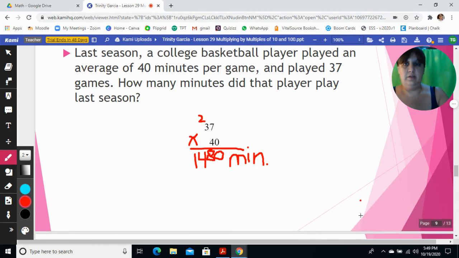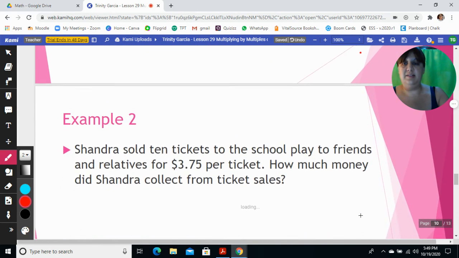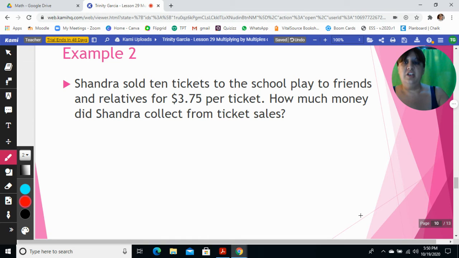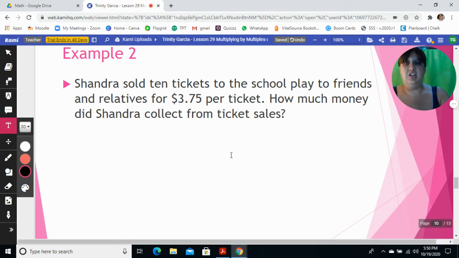All right, going down to the next example, example number 2. Chandra sold 10 tickets to the school play to friends and relatives for $3.75 per ticket. They were pretty cheap tickets. How much money did Chandra collect from all of her ticket sales? Well, not very much, but let's find out how much that is.